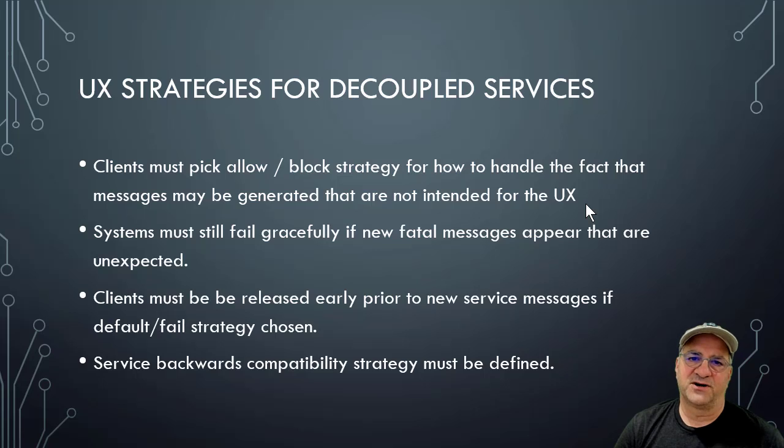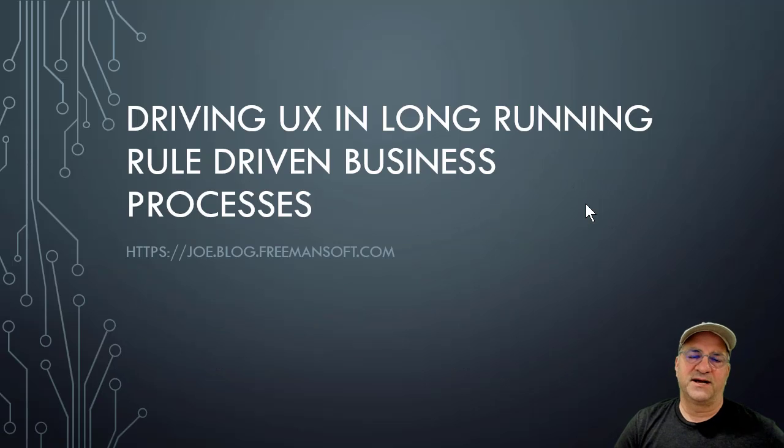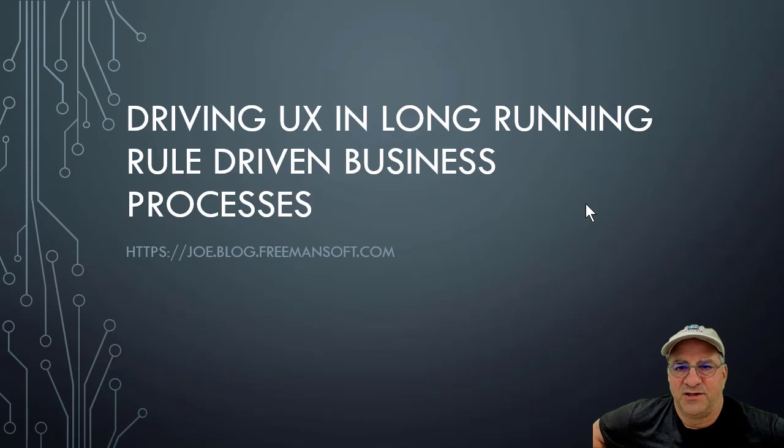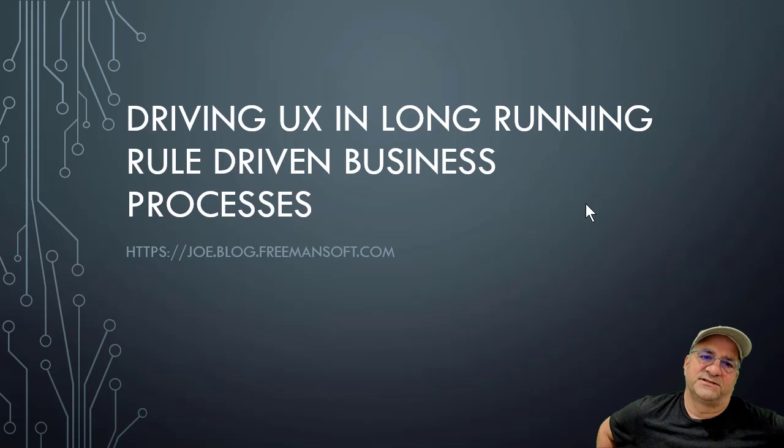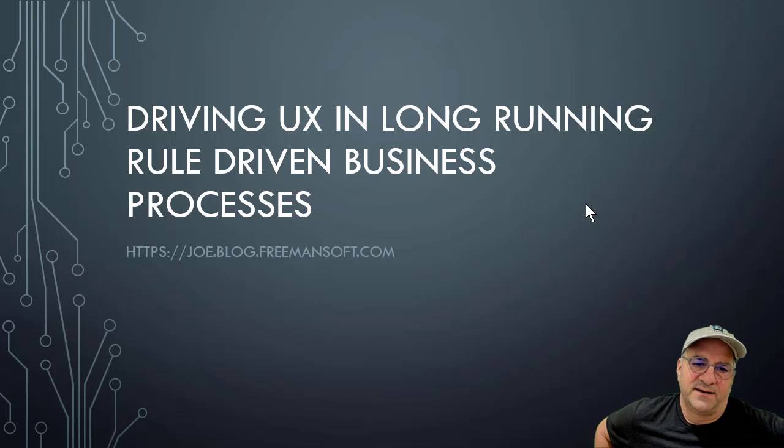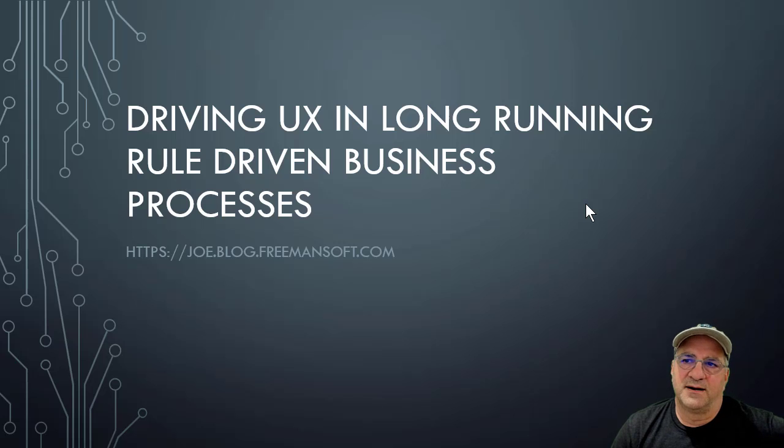And then you've got to look at the service backwards compatibility strategy. The idea here is we want to drive the UX in long-running, rule-driven business processes, and we can do that without the services knowing the fields on the page through this filtering method, where the different panes or pages know what messages apply to that page, and all the others are ignored and assumed to be picked up in some later process. That's it.